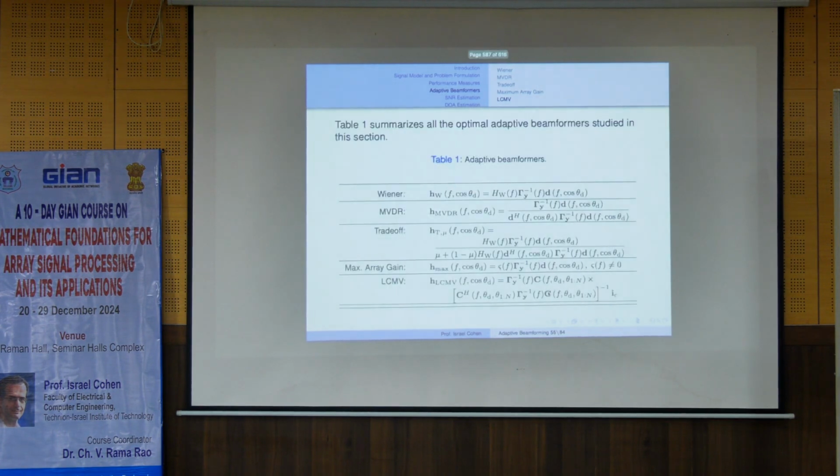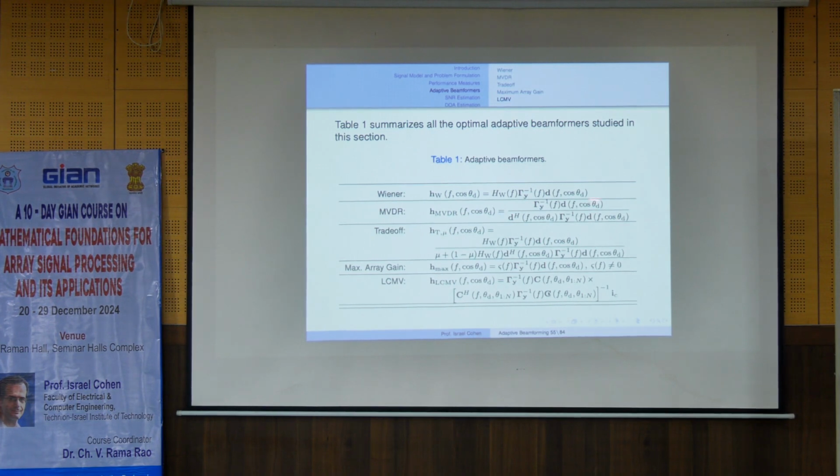Okay, so this is a summary of the adaptive beamformers. So here we have the Wiener and MVDR trade-off. So with the trade-off, we just added a trade-off parameter, mu. So for mu equals 0, we get the MVDR. For mu equals 1, we get the Wiener. And for mu larger than 1, we have the trade-off, how much noise we reduce compared to how much distortion.